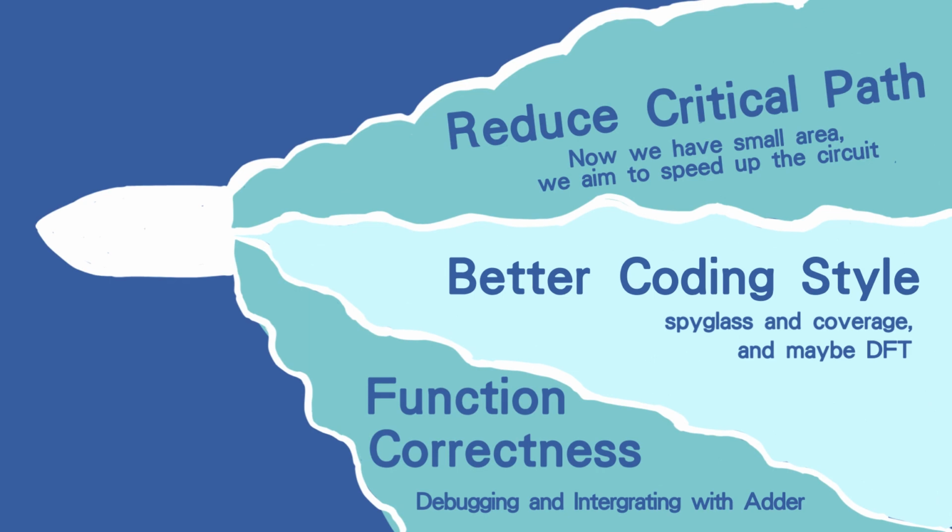The next one is pending tasks. The first task is that we want to reduce the critical path. Now we have a small area, so we aim to speed up the circuit. The second one is better coding style, so we may use SpyGlass and coverage and maybe DFT. And the last one is function correctness. We will debug and integrate with the adder.